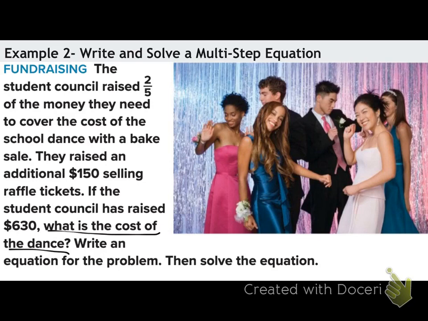That's my unknown. The book, I believe, gives it a variable of C to represent the cost. If you were doing this problem on your own, you would be able to pick your own variable because they do not give you a specific variable to use. But we're going to go ahead and use C since that's what the book uses. We okay with that? C equals cost of dance. That's my unknown. That's what I'm trying to find.